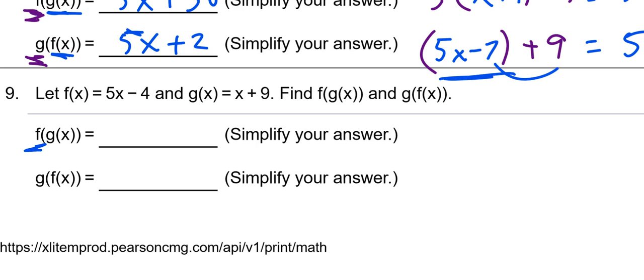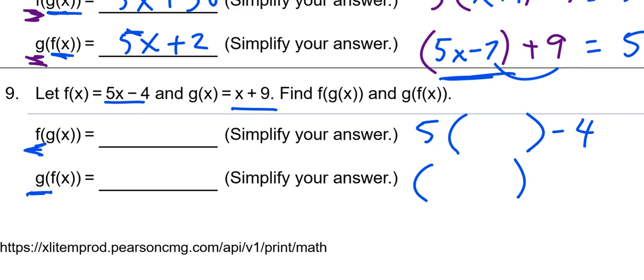The part on the outside tells me what to do. 5 times whatever I plug in minus 4. The part on the outside tells me what to do. Something plus 9. And then I plug in what's on the inside. So g of x, which is x plus 9, goes in the inside. F of x, which is 5x minus 4, on the inside.